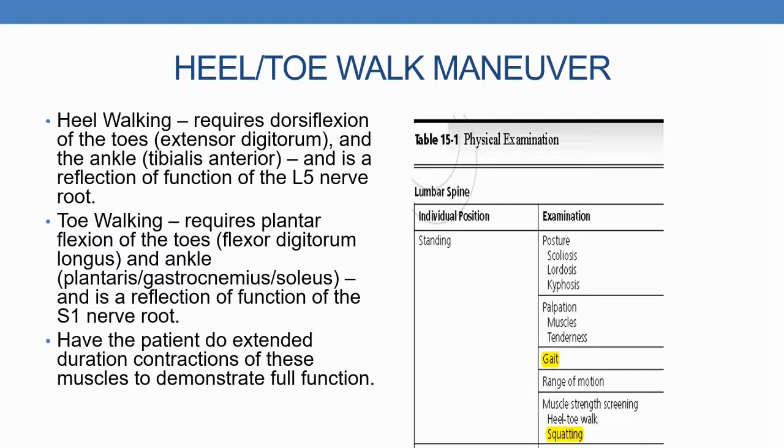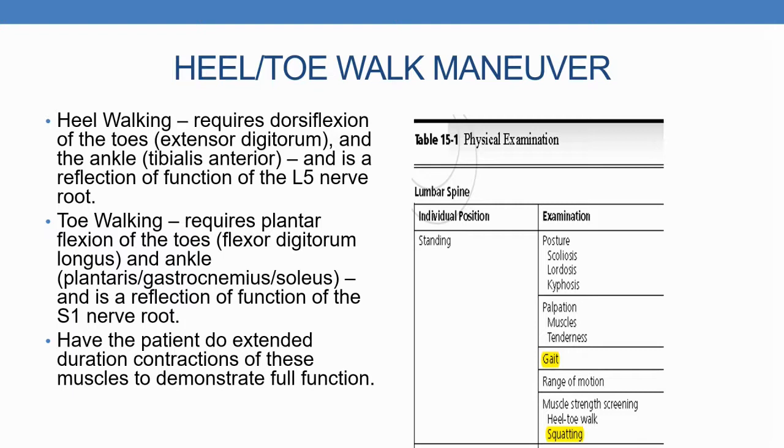Now, of course, we do the heel and toe walk maneuver to assess the integrity of the L5 and S1 nerve roots, the two most commonly involved nerve roots with lumbar spine radiculopathy. Now, I have not reprinted for you here the entirety of Table 15.1, which includes the entirety of the lumbar spine examination. I simply have reprinted the upper portion of this table. However, in Table 15.1, it goes on to discuss the other examination maneuvers that are required.